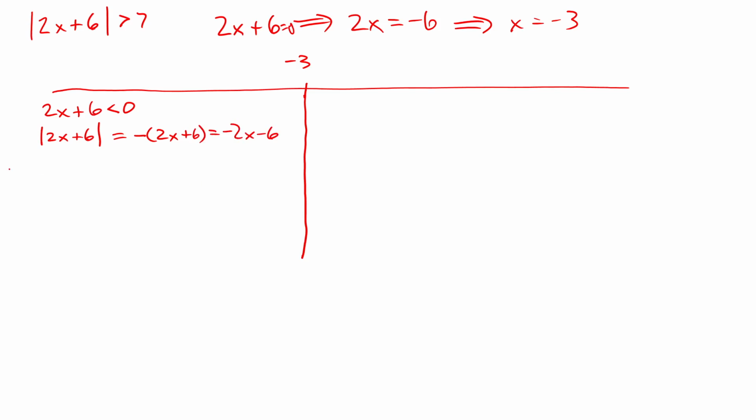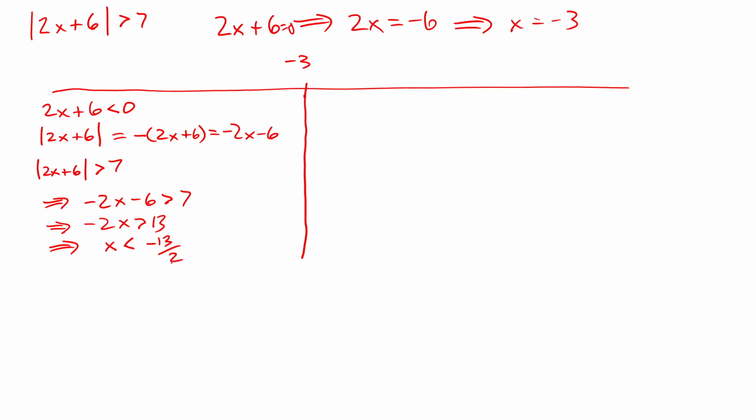Okay? So for me to solve 2x plus 6 is greater than 7 when I'm to the left of -3 would be the same as solving -2x minus 6 is greater than 7. Well, that's like saying -2x is greater than 13. Dividing both sides by -2 would give us x is less than 13 over -2, which is -13 halves.